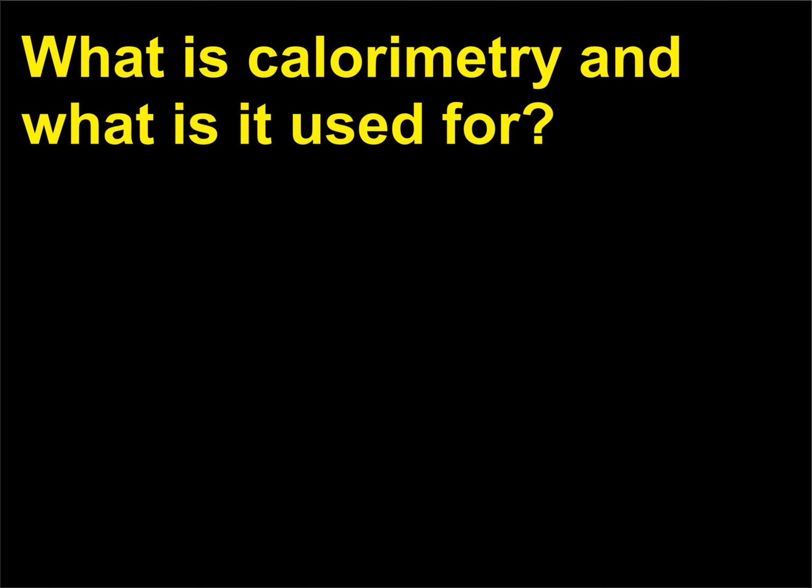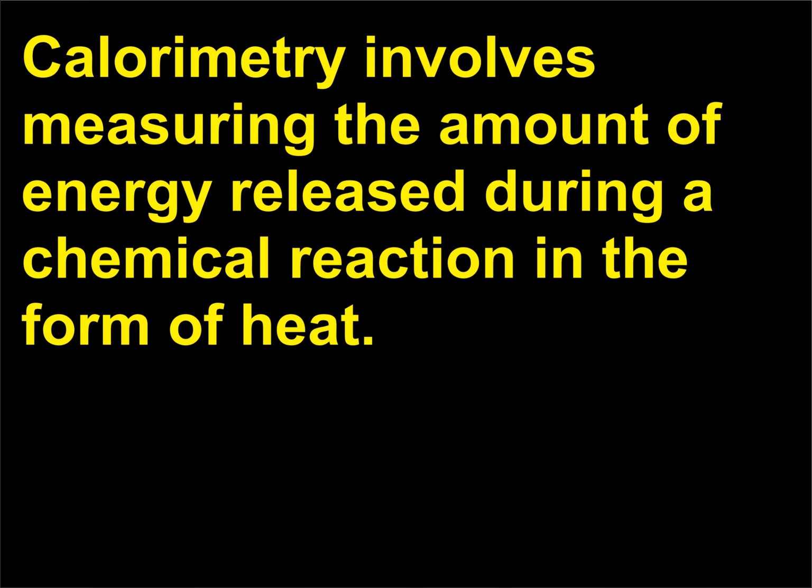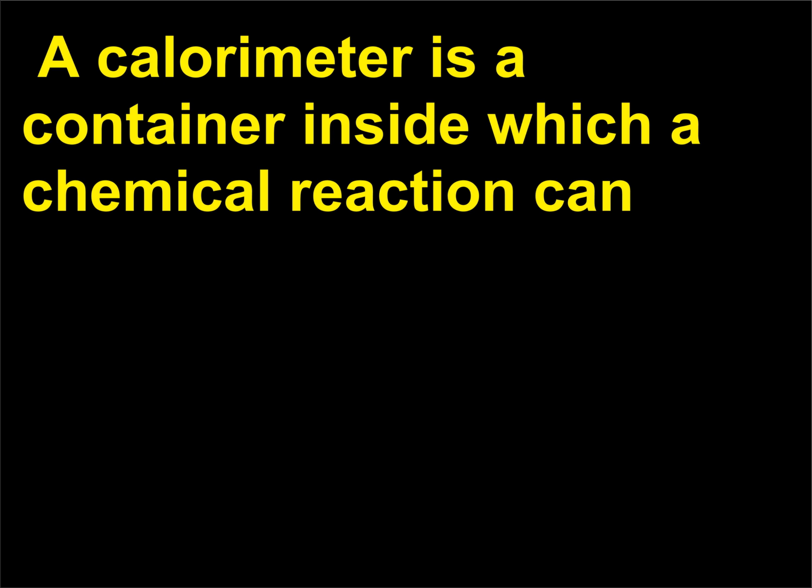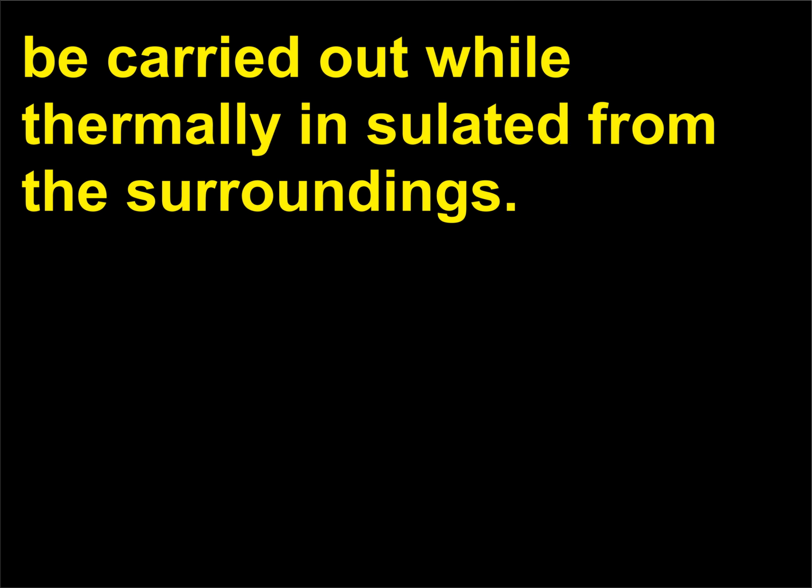What is calorimetry and what is it used for? Calorimetry involves measuring the amount of energy released during a chemical reaction in the form of heat. This is accomplished using a device called a calorimeter. A calorimeter is a container inside which a chemical reaction can be carried out while thermally insulated from the surroundings.